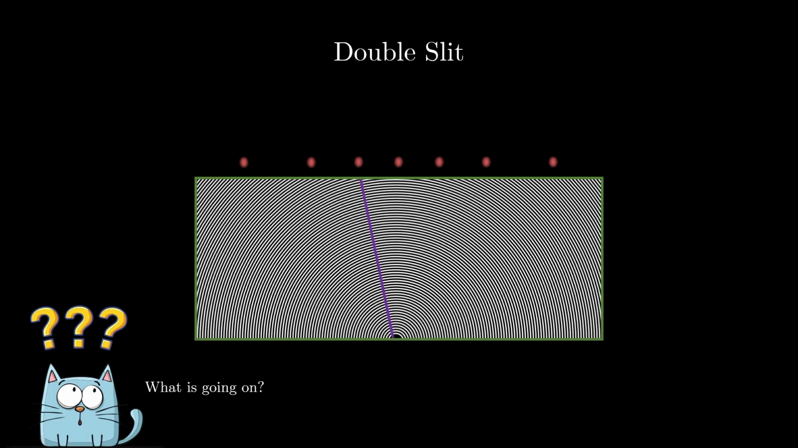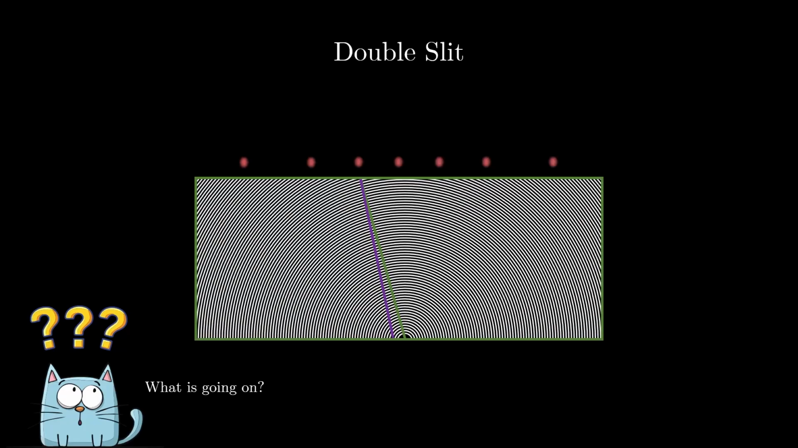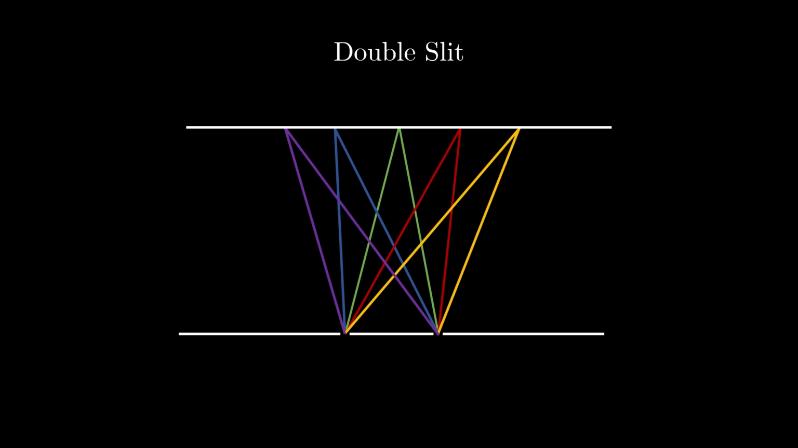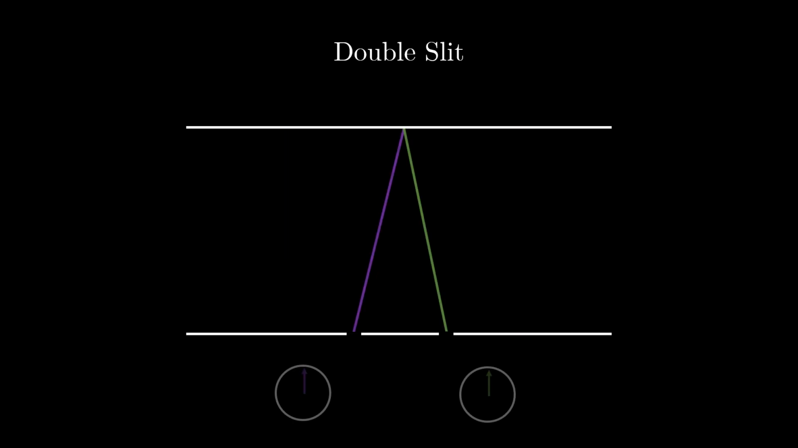We can track the paths taken by waves from the first and second sources. By comparing these paths, we can draw a simpler diagram to visualize what's going on. At the center of the screen, both waves travel the same distance. They are in phase, creating a central maximum.